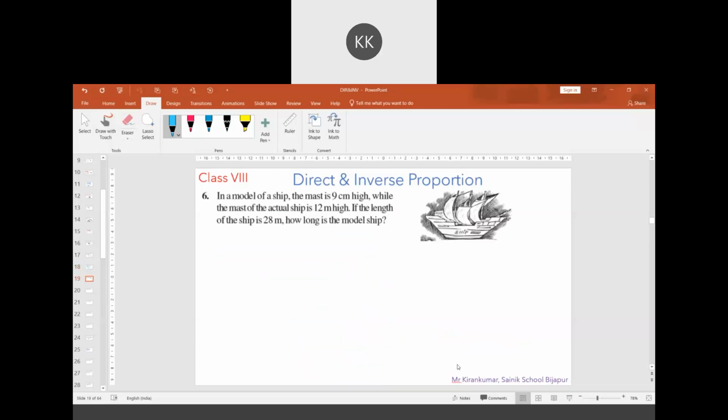Next question is also easy. There is a ship model. The mast of the model ship is 9 centimeter high, while the mast of the actual ship is 12 meter high. If the length of the ship is 28 meters, what will be the length of the model ship?